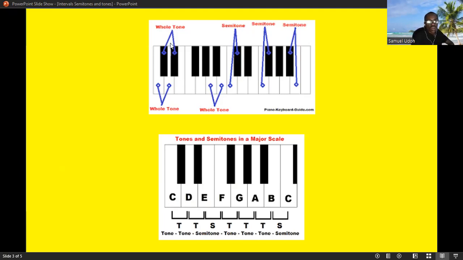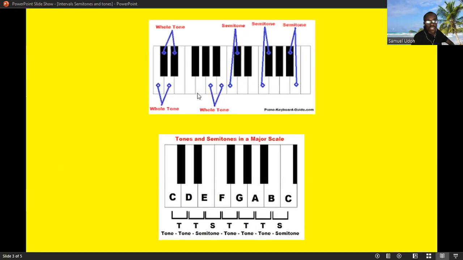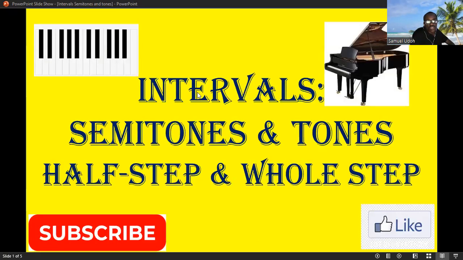So we are going to be looking at a concept of tones and semitones. Okay, that is what we're looking at in this lesson. So as you join us, you will not regret the time spent. So we move directly to our lesson right now.